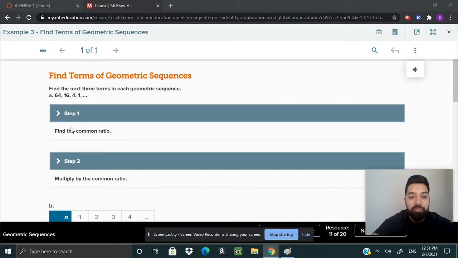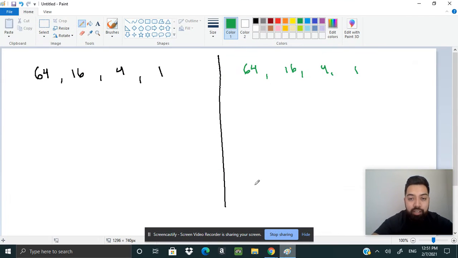Your first step is to find the common ratio, and then in order to find the next 3, you need to multiply by the common ratio. So here we go. Check it out. I'm going to show this over here. When you think of common ratio, you're going to be multiplying by either a whole number or sometimes by a fraction, especially when you see this is decreasing from 64 to 16 to 4 to 1. You can see that this is a decreasing pattern.